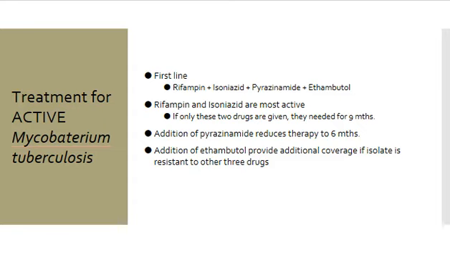I don't know if it's necessarily high yield because some of those bugs are relatively rare, but TB is relatively high yield. It's obviously a dangerous pathogen. Of course, we're looking at Mycobacterium tuberculosis, the bacteria that produces TB. We always remember the acronym RIPE, which reminds us of the drug combination: rifampin, isoniazid, pyrazinamide, and ethambutol. These are the four drugs used in combination to treat active TB.